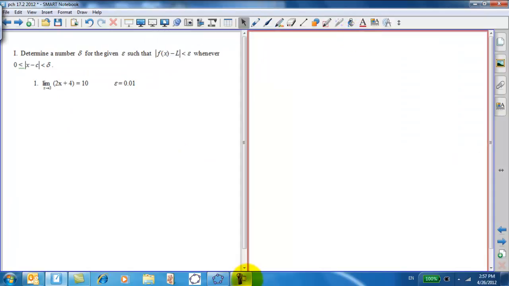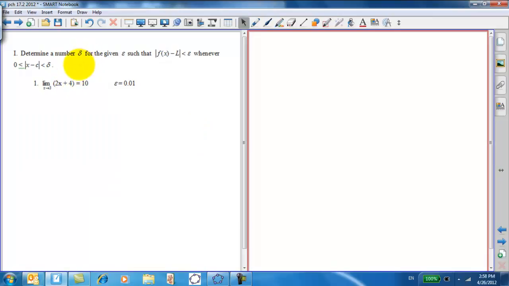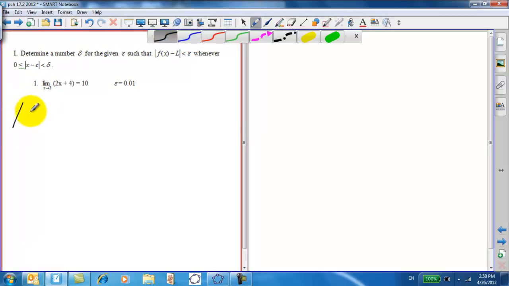Let's try another example. Here, determine delta for the given epsilon such that the absolute value of f of x minus L is less than epsilon, whenever 0 is less than the absolute value of x minus c, which is less than delta. So we start with the absolute value of f of x minus L is less than epsilon. We want to make this happen. We want to get within epsilon, in this case 0.01, of the limit. So we put in f of x, which is 2x plus 4, we subtract off the limit, which is 10, and make that less than epsilon.